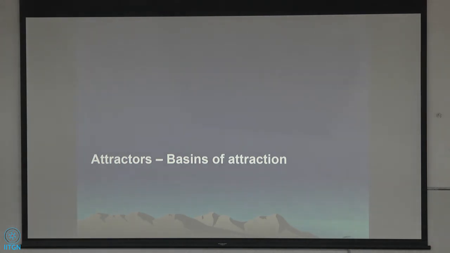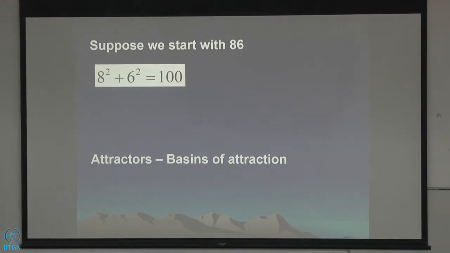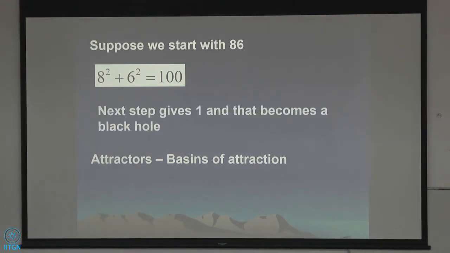For example, instead of 25 had I started from 86, it will land you to 1. Next step gives 1 and that becomes a black hole. But the story is that either you reach 1 or you reach 8 cycle periodic behavior. There is nothing else possible.